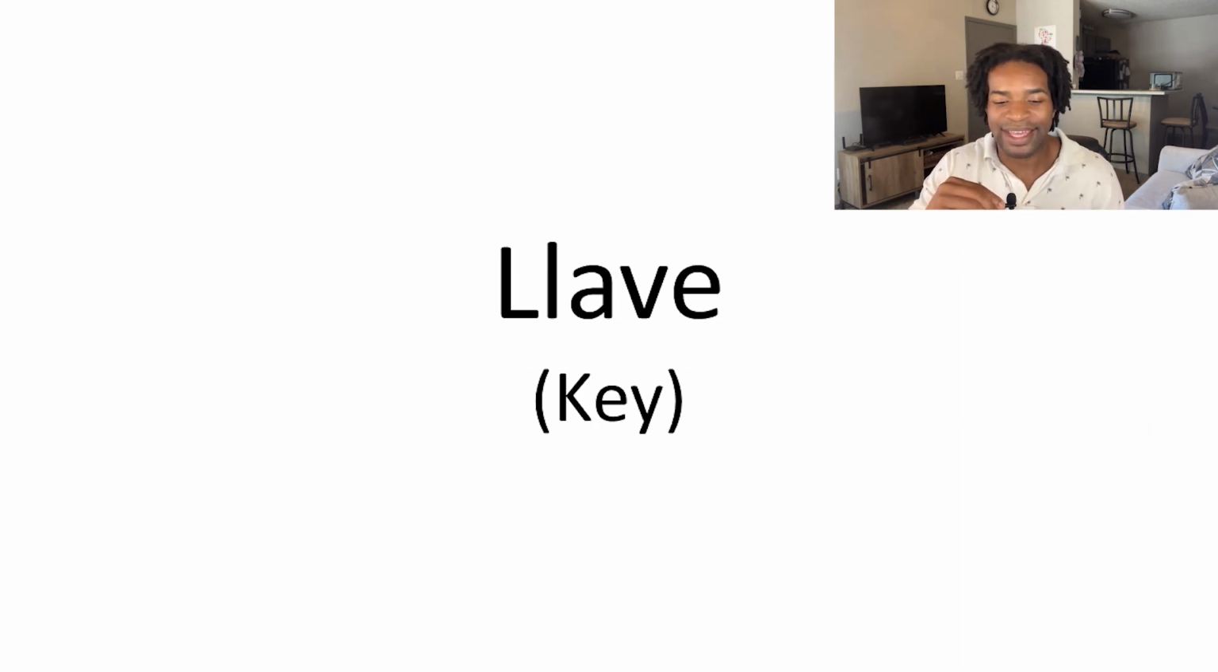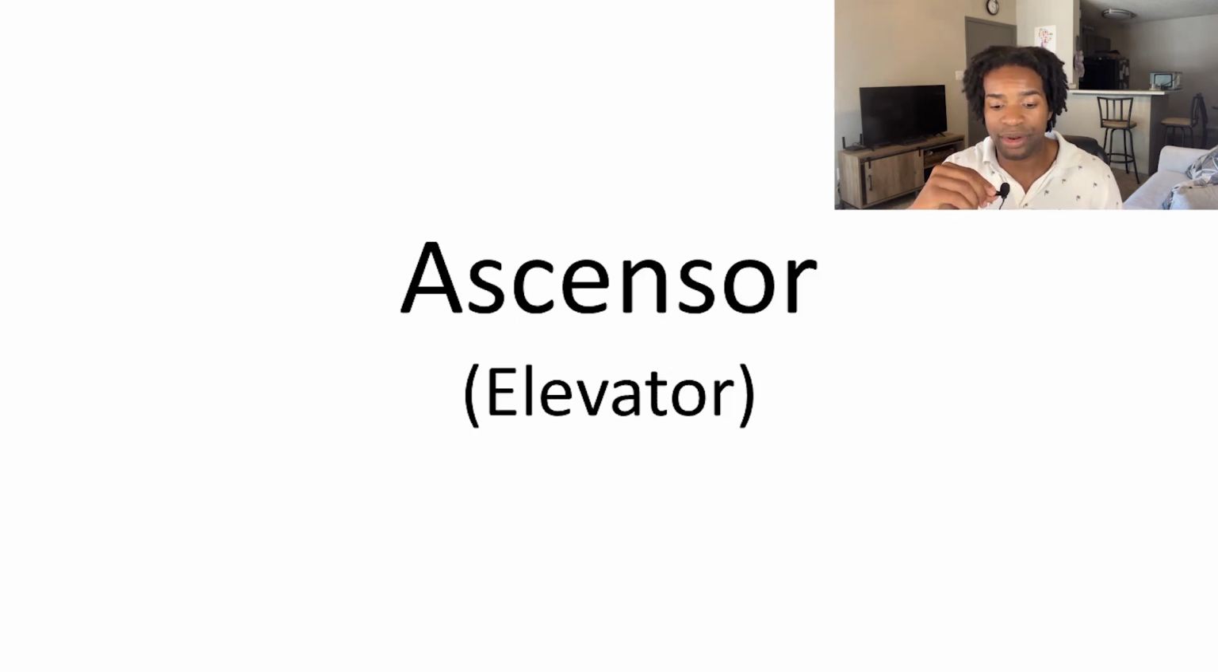Llave. Llave means key, and I know this one can be very challenging because we have the double L here, so it's going to make the Y sound there. As well, we have the V, so we're going to make sure that we pronounce this as a B, as in B and not V as you would pronounce it in English. So llave. Ascensor means elevator. Ascensor. So maybe that is something that you would like to use if you have a lot of luggage.